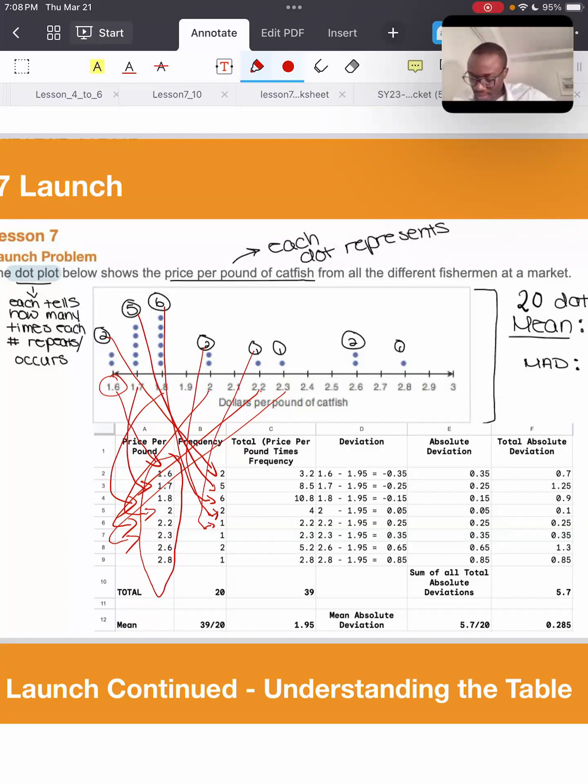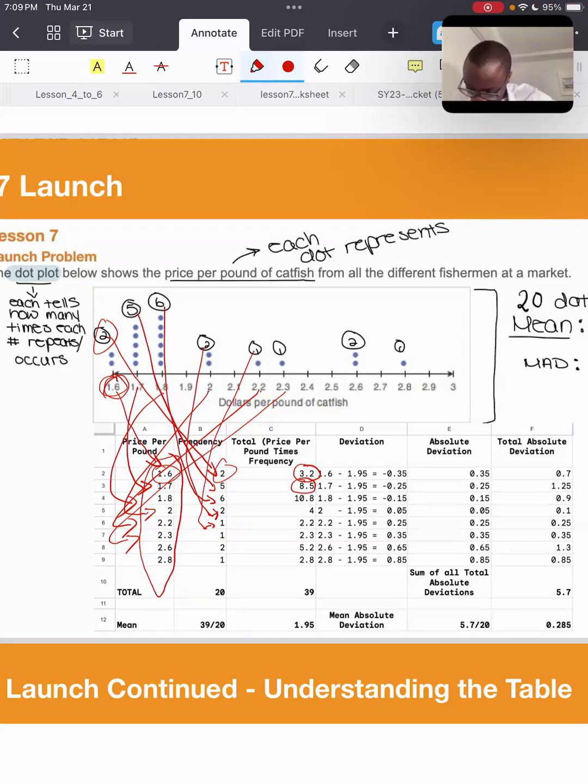So to find the total amount of a given data point, you have to multiply the given data point and its frequency. In this column, total price per pound times frequency, I just multiply the given data point, for example, 1.6 times 2, and I get the total as 3.2. Then I multiply 1.7 times 5. I get the total as 8.5.